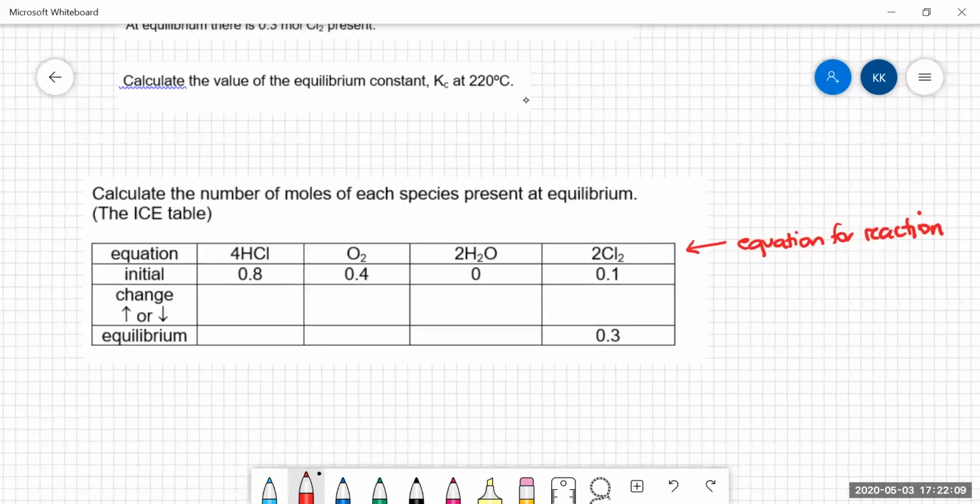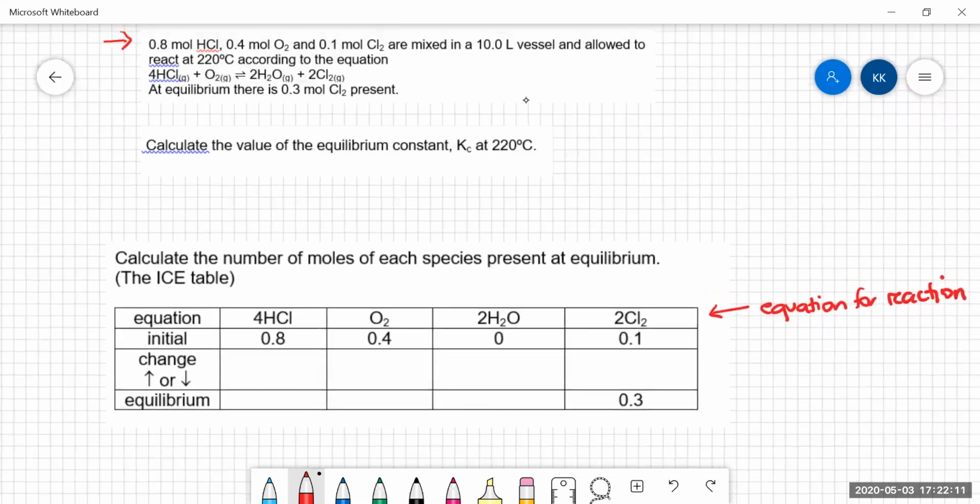So we always start with our equation. Luckily, the equation here is given to us. So we can see here that our mole ratio is 4 is to 1 is to 2 is to 2. So when the reaction's occurring, everything's occurring in accordance with that mole ratio. What we're going to do as our second step is write in our initial numbers of moles.